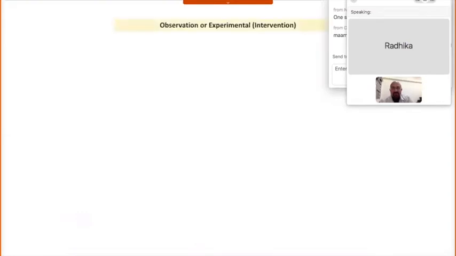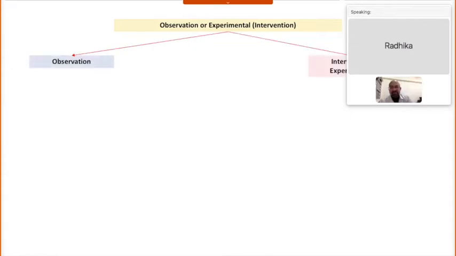Let me summarize this. And again, if you missed this, this will probably help you if they are sharing a recording with you later. So you need to see whether it's an observational or experimental study. This is just about study designs. It could be an observational study or an experimental or interventional study, two kinds of designs.